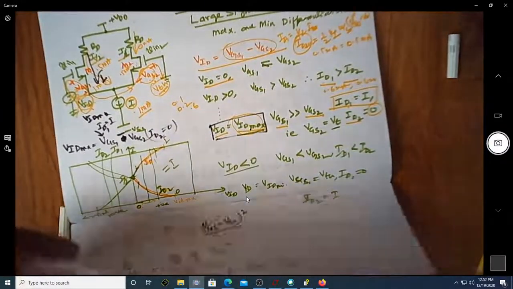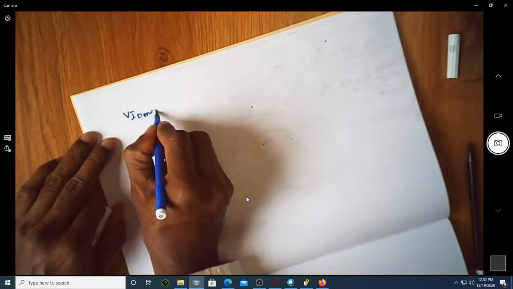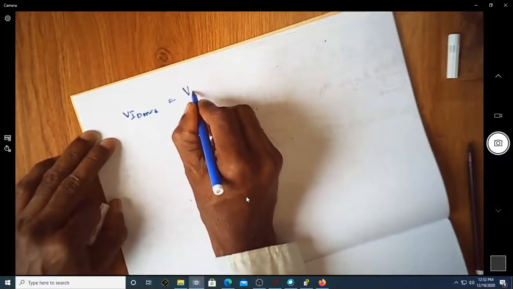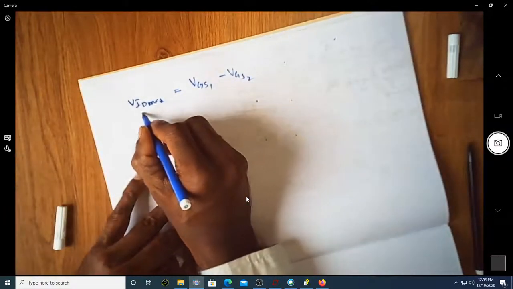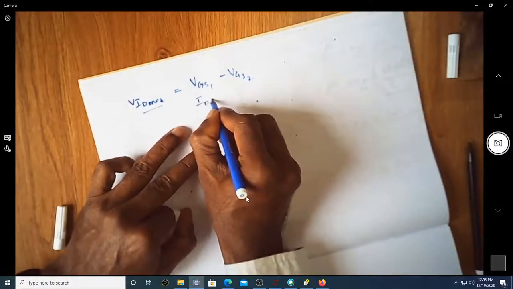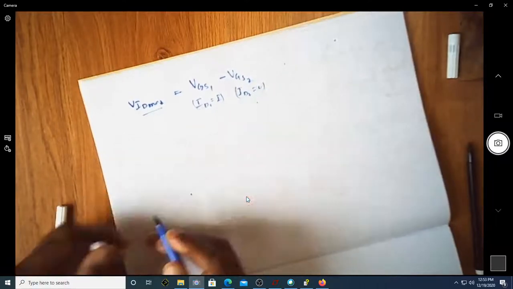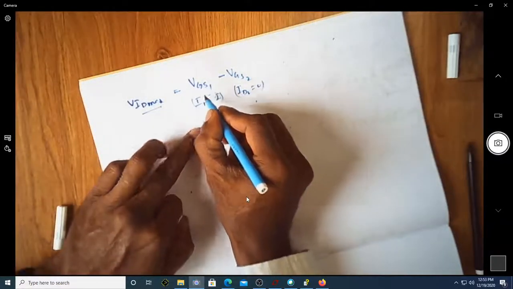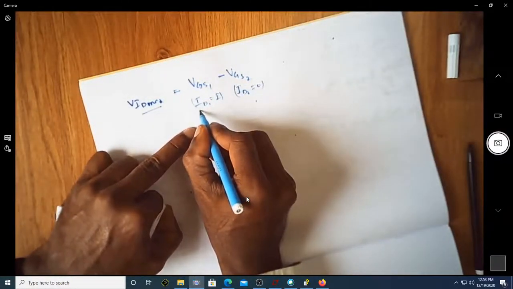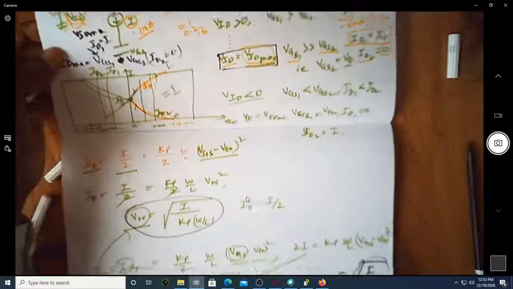So what I'll do now is I will write the expression where VID max is equal to VGS1 minus VGS2. This max will always correspond to ID1 equal to I and ID2 equal to 0. The question is, what is the corresponding value of VGS which makes ID1 equal to I? That's what we found here.